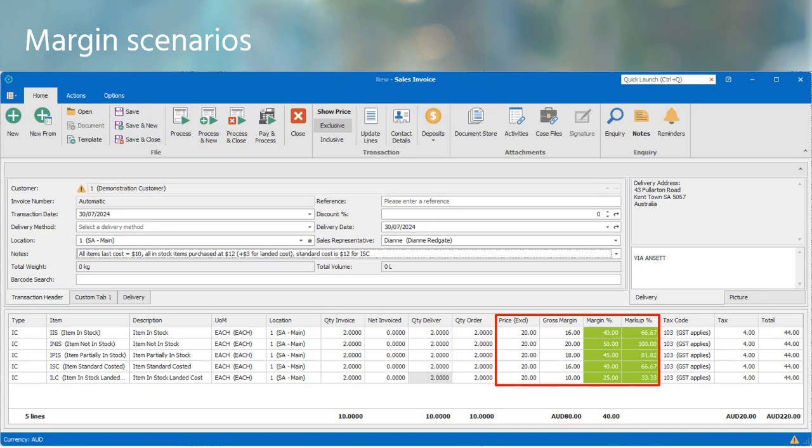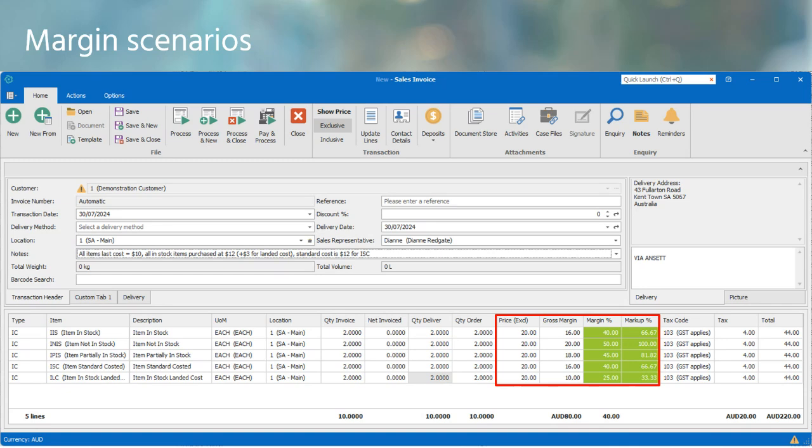And the final example is where we have an item that's in stock, but there's a landed cost attributed to it as well. So even though the item had the same base cost as the first line example, we do have a landed cost as well of an extra $3 per item, so $6 in total. So our gross margin with the landed cost is $10 compared to that $16 on the first line there.